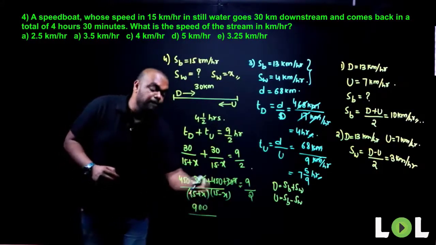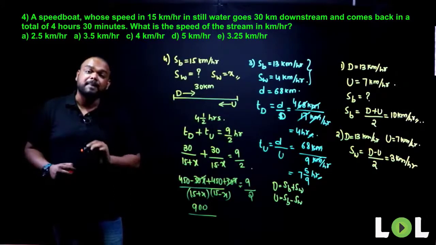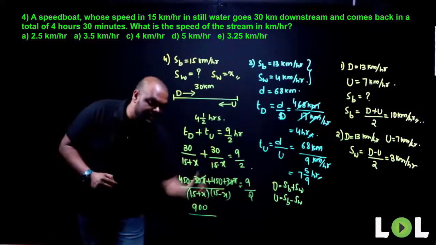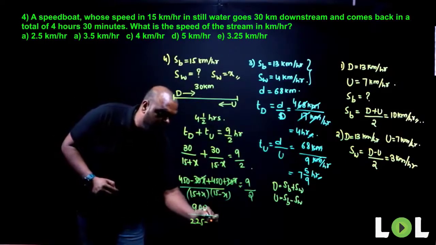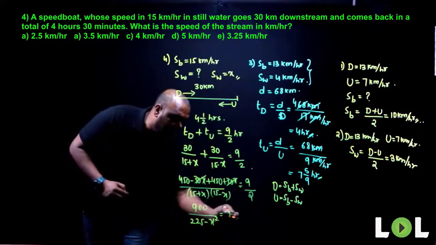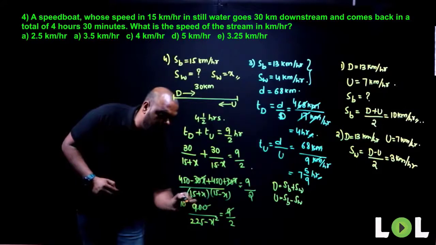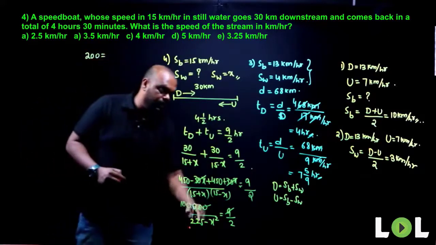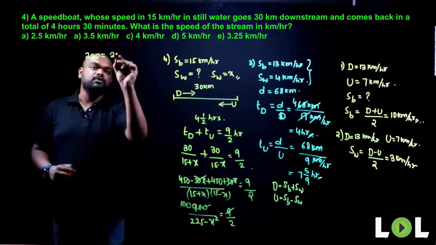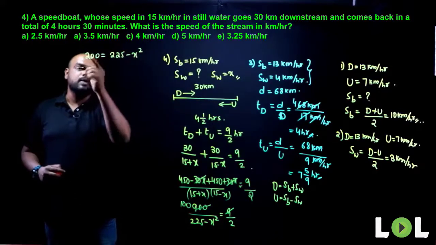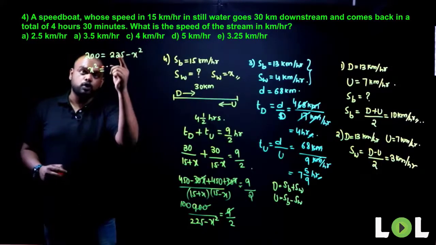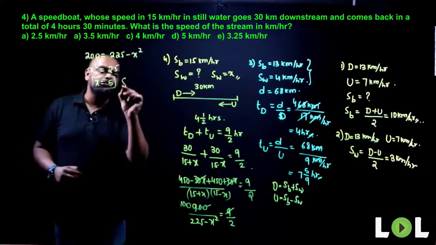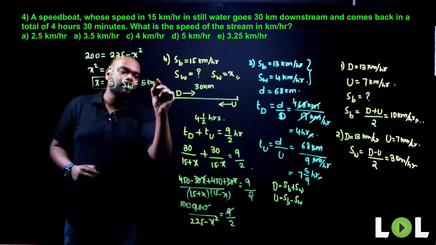900 divided by (a plus b) into (a minus b), which is nothing but a square minus b square. Here it is 15 square minus x square. What is 15 square? 225 minus x square is equal to 9/2. 9 into 100 and 2 into 100 gives 200. This goes to the other side: 225 minus x square, x square comes this side, 200 goes to that side. 225 minus 200 is 25. Then the x value must be 5. That is the speed of water. Speed of water is 5 kilometers per hour.